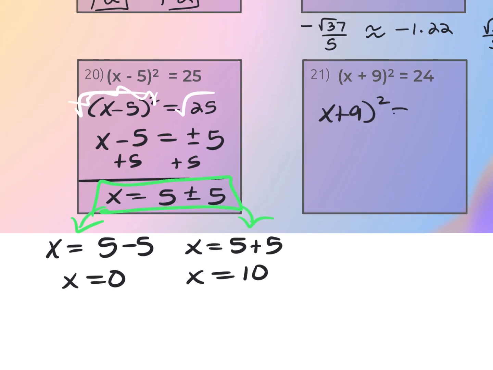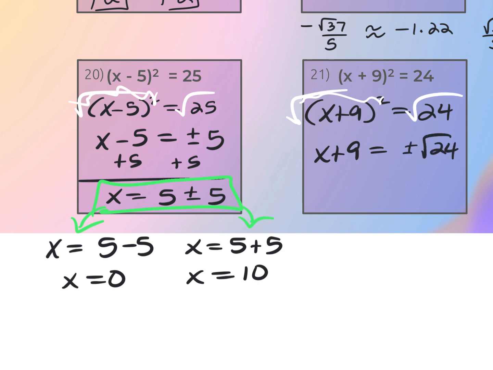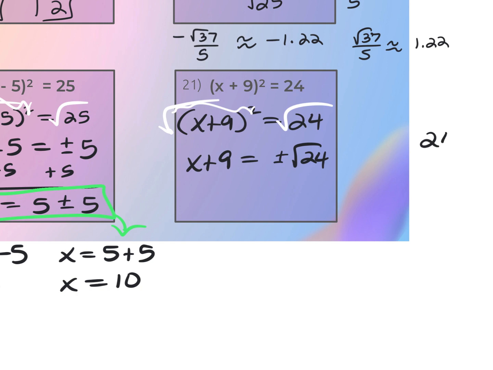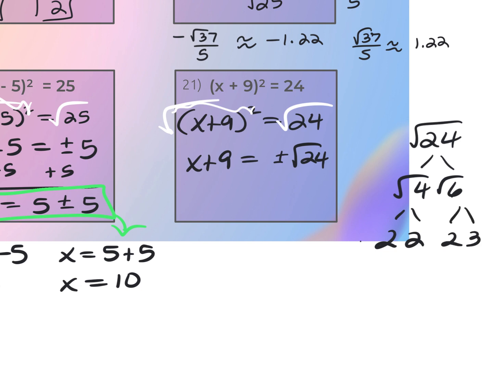x plus 9 squared equals 24. Square root both sides, cancels the square, so the x plus 9 comes out. Positive and negative square root 24. 24 is not a perfect square, but it's got some perfect squares hiding in there. So let me do a factor tree. Doesn't matter if I do 2 and 12, 3 and 8. I'm going to do 4 and 6. Doesn't matter. 2 and 2, 2 and 3.